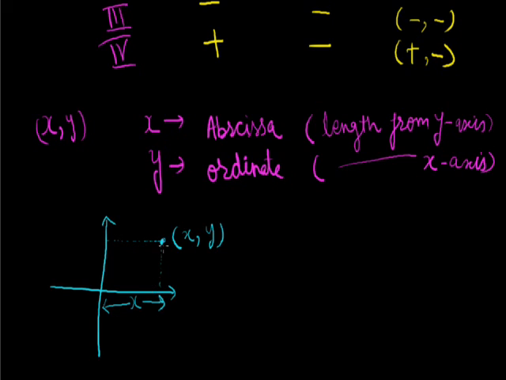This distance is x and this distance is y. And the point is named P. So the x distance is the distance from the y-axis and the length y is the distance from the x-axis.